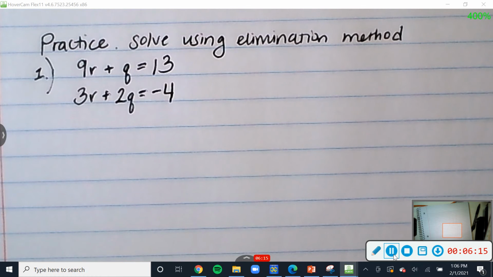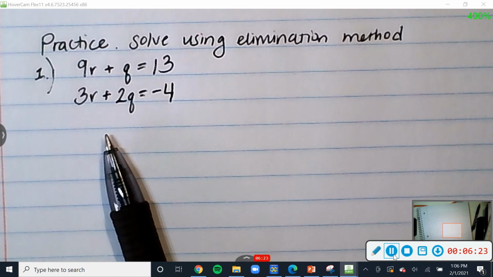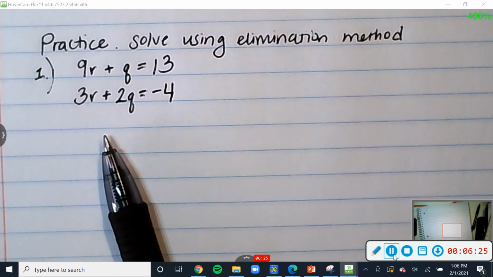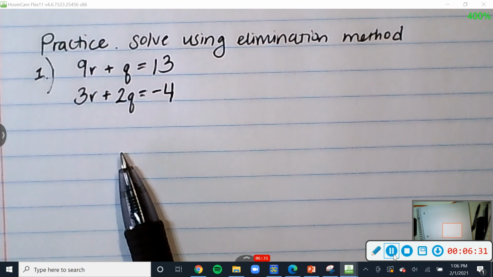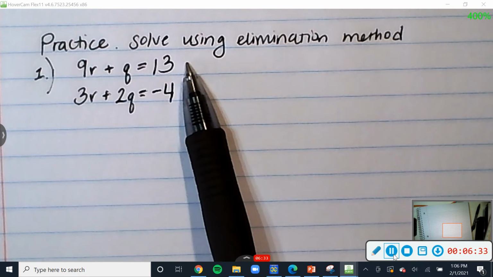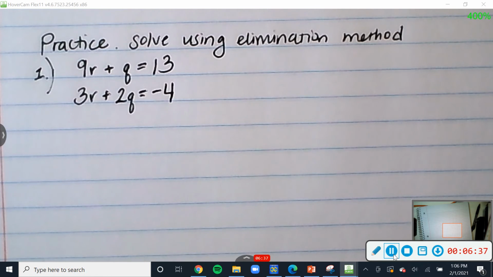Alright, it's time to now take a look at some practice problems. Here's the first one. 9r plus q equals 13. 3r plus 2q equals -4. For extra practice, pause right now, take a look at both equations, and try to figure out if we can multiply either the first equation or the second equation by a number in order to get both of the coefficients to match.